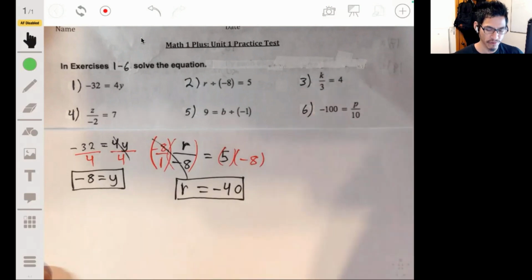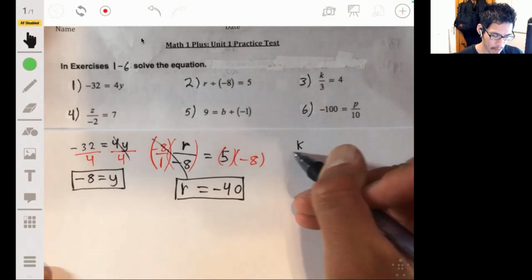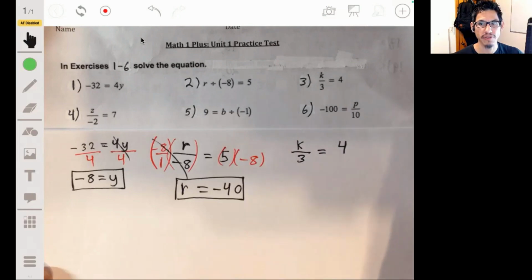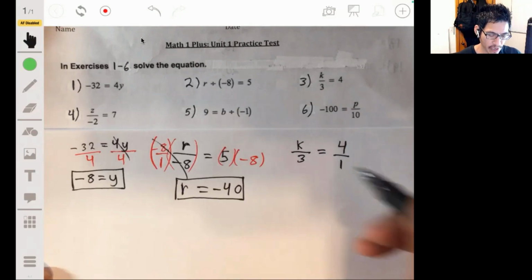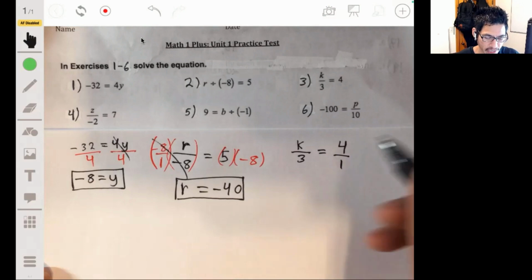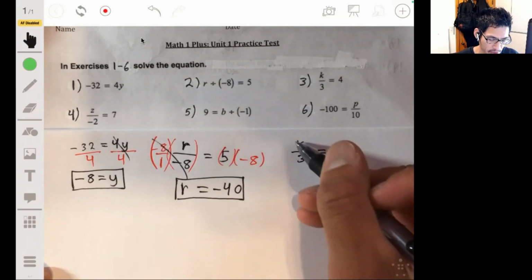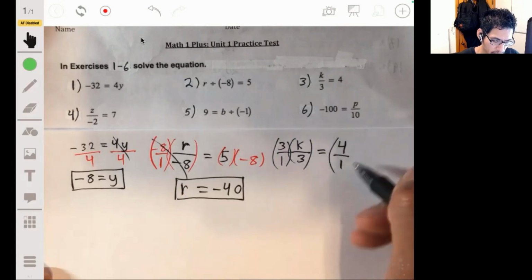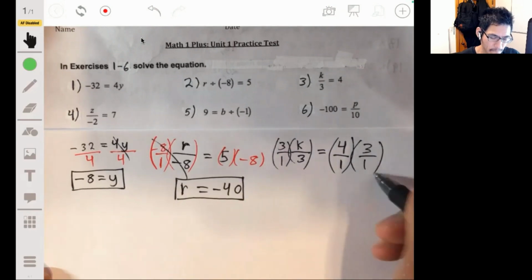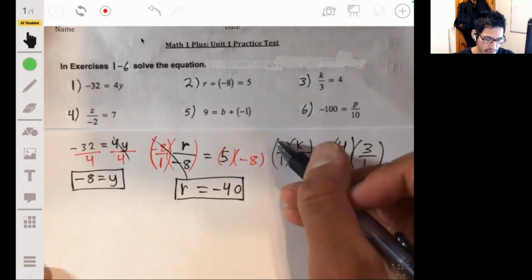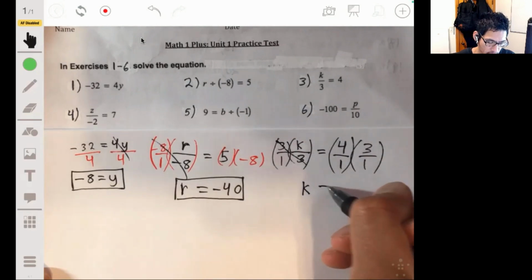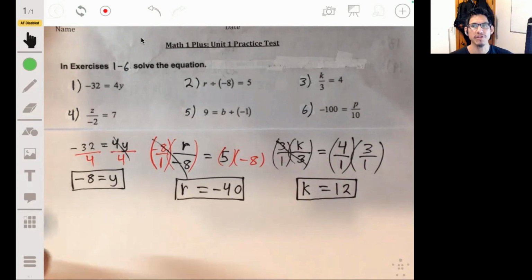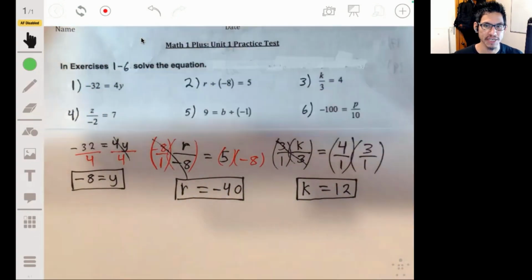Problem 3, k over 3 equals 4. Same sort of thing. 4 is just the same as 4 over 1. So if you want to get the k by itself, you're going to multiply both sides by 3 over 1. These cancel on the left, and then you get 12 on the right. Remember, every number can be rewritten as a fraction.